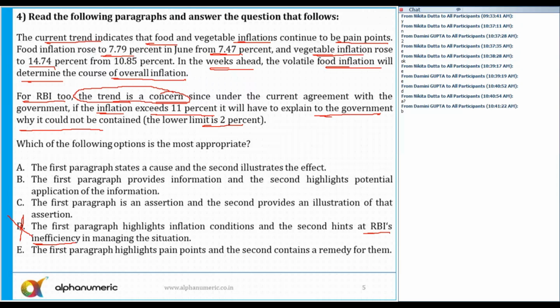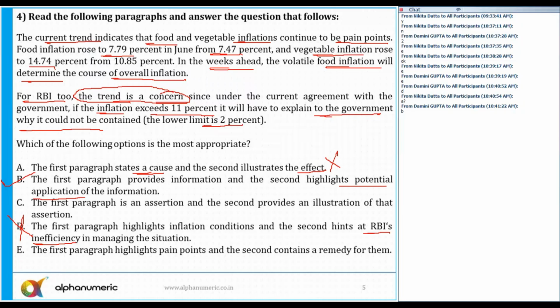Number A, the first paragraph states a cause and the second is the effect. Of course not. The second paragraph is not telling you why inflation is happening, so A also is not right. Answer for this question is B. The first paragraph provides information and the second highlights a potential application of that information. Who is going to apply this information? RBI. When RBI has this information about inflation trends, it can make policy adjustments. It can apply that information so as to contain inflation within 11%. Answer for this question should be B.